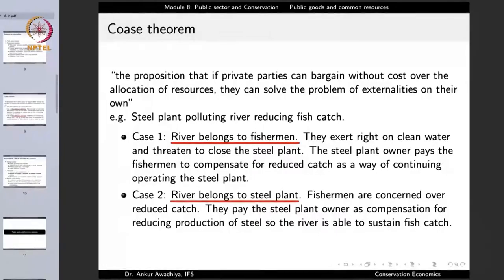So what is happening here is that they can either install the equipment or they can pay the steel plant owner and say that, okay, you please reduce the amount of pollution that you are causing and we are going to pay you for that. So you give us this service of reducing pollution and we are going to pay you for the service. So what we are observing here is that whether the river belongs to the fishermen or whether it belongs to the steel plant owner, in both the cases, the parties can bargain amongst each other and come up with a solution. So that is the beauty of the Coase theorem.